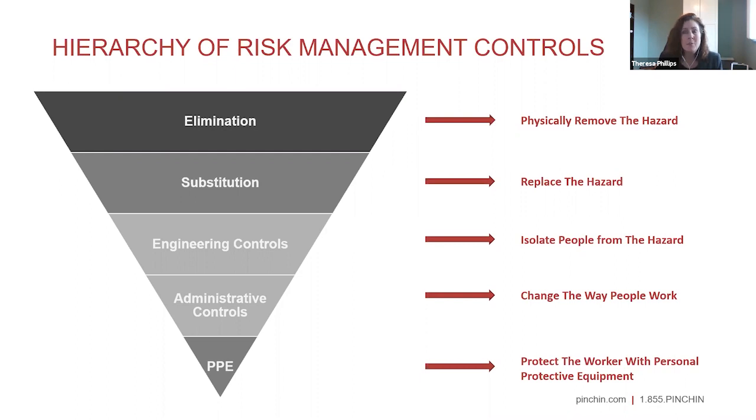So if elimination is not possible and substitution is not possible, then you get to engineering controls, administrative controls, and PPE. The engineering and administrative are controls to isolate people from the hazard, things like plexiglass barriers. Administrative is changing how people work, so physical distancing. And then when neither of those work is PPE as an option.